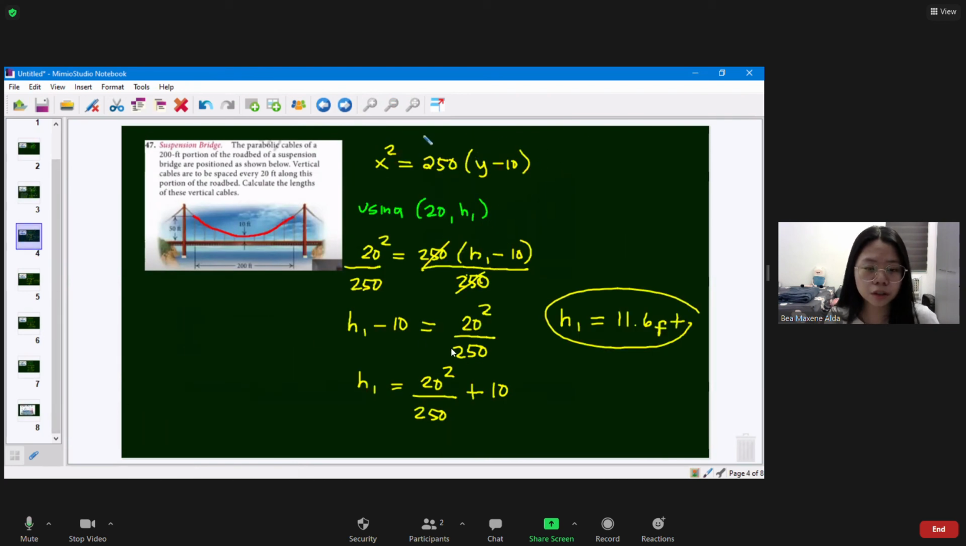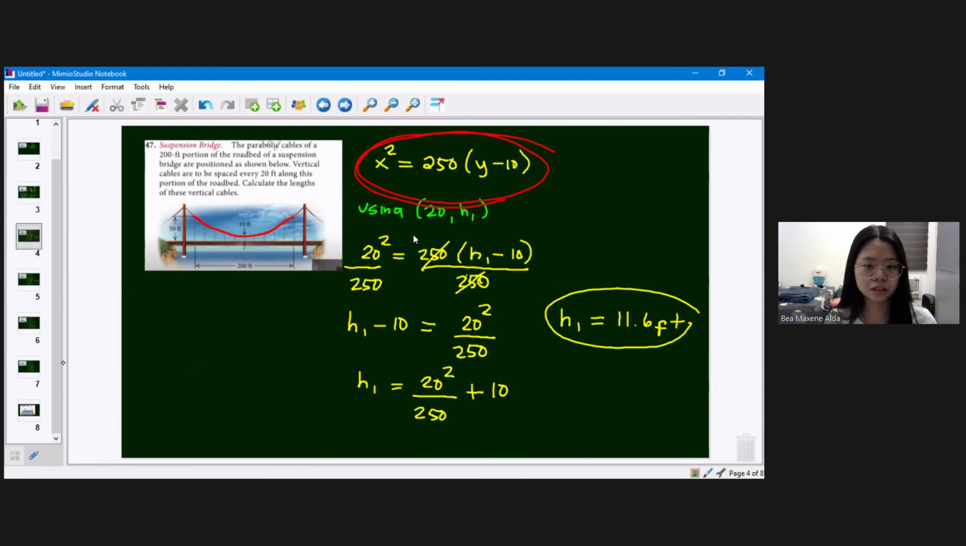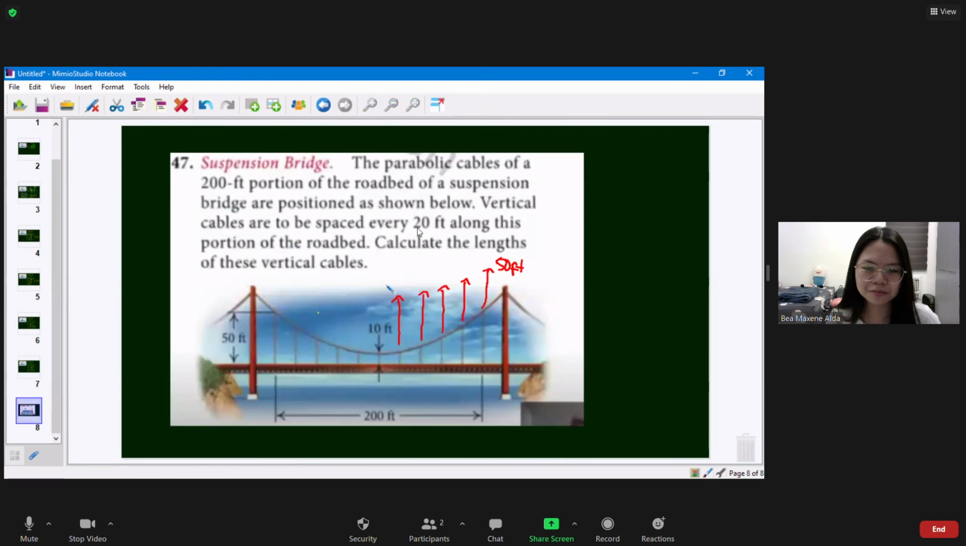Nilagay mo yung coordinates ayun, yung kada space, di ba? Kada space niya sa kanan or sa kaliwa is 20. So, pataas siya ng pataas. 20, 40, 60, 80. So, yun lang naman. Simple as that. There we go. That's it.